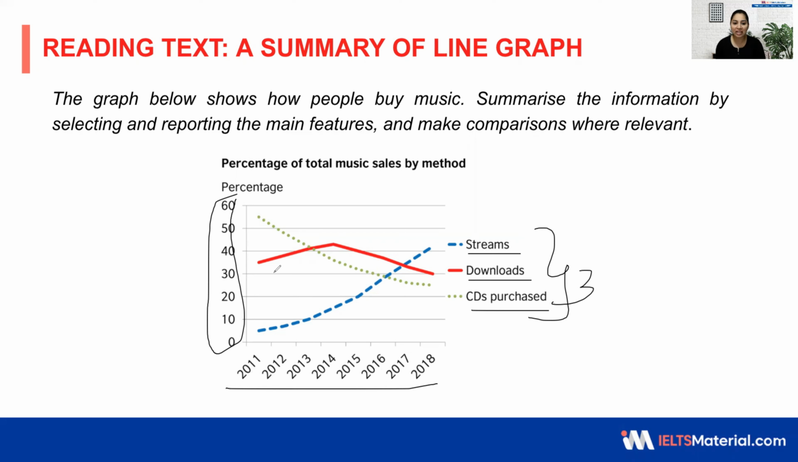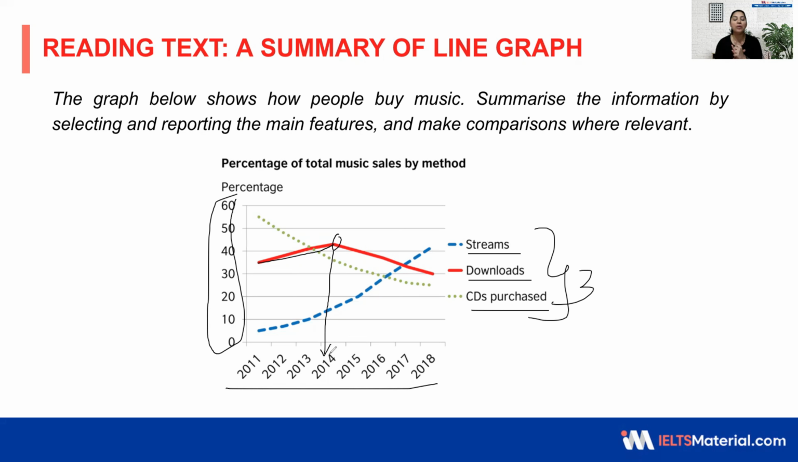We have three different categories which are explained with three different structures. Let's take streams, which started from a very low position and have shown a steady increase. This is the area which is actually showing an increase. The other two are showing a decrease. They started from a very good percentage and finally are showing a decrease. But if I talk about the downloads, it is showing a peak. This is called a peak. You also have to consider in which year it is showing the peak. It is showing the peak in the year 2014.